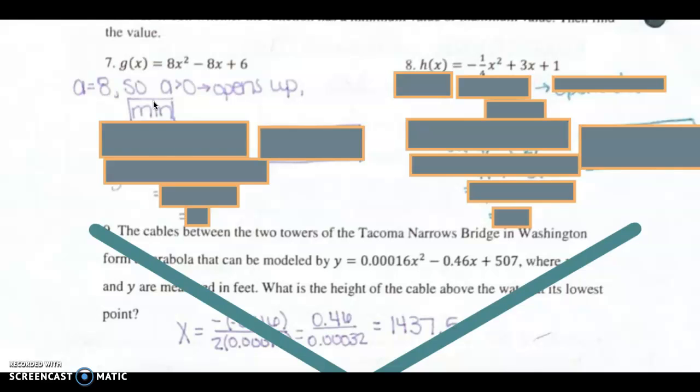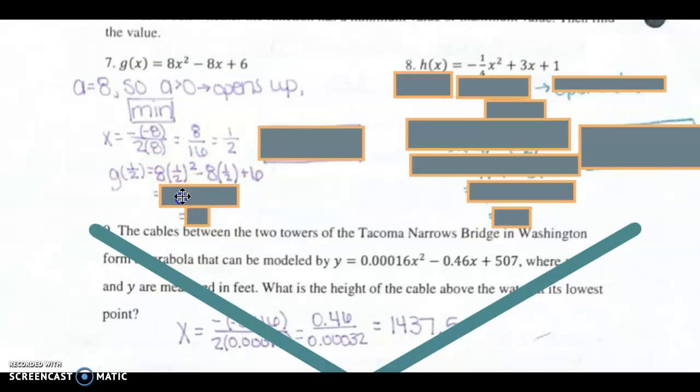And we're going to find that vertex. So we find the axis of symmetry first. -b/2a gives us 1/2. Okay, so we plug in 1/2 to our function. We should get 4. So don't be afraid of these fractions because a lot of the times they're just going to equal a whole number. So your minimum value is 1/2, 4.